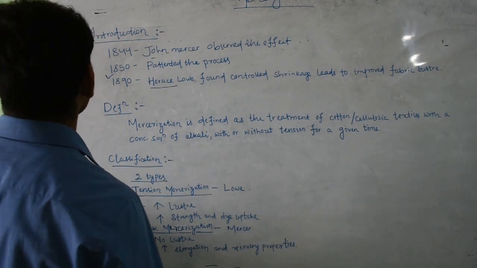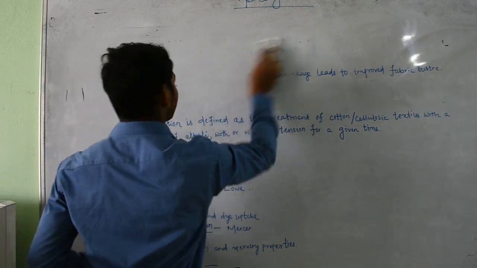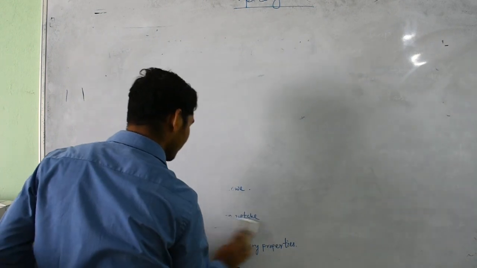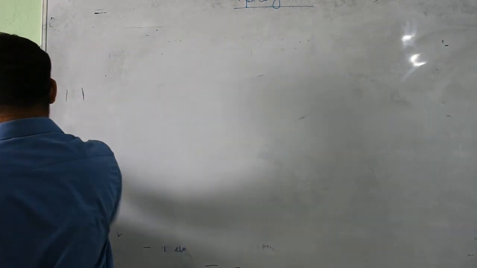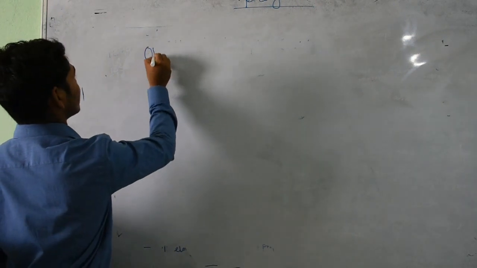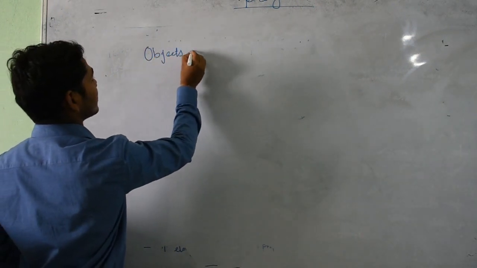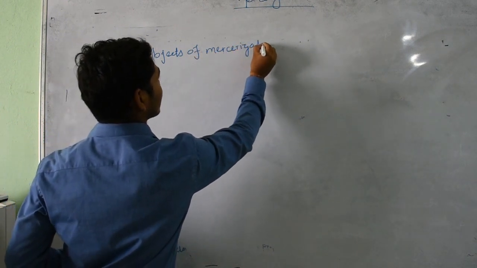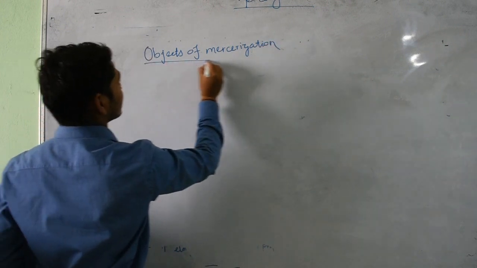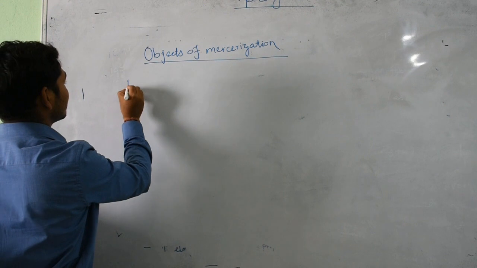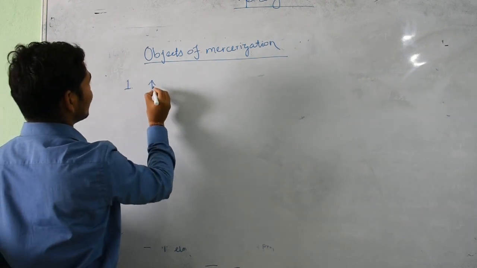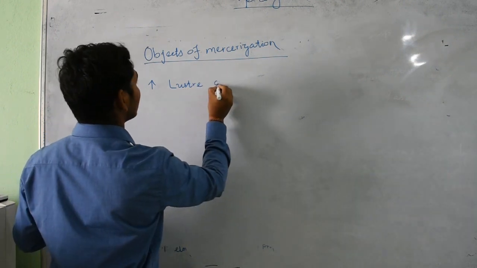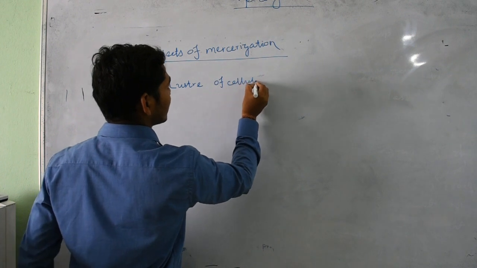Now, after covering this part, let's discuss the objects of mercerization. The first object is to improve the luster of cellulosic textiles.